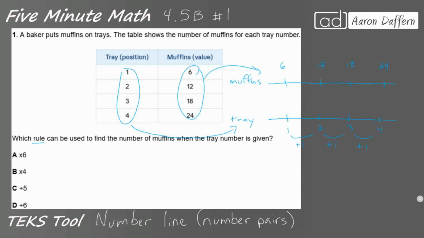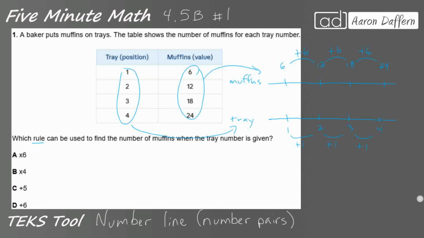Let's do the same thing for the muffins. And look, that is not a plus 1, that's a plus 6. This is not a plus 1. That's also a plus 6. So these are all plus 6s, which makes sense because the trays go up one at a time, 1, 2, 3, 4. If the trays were to jump like 1, 3, 4, 8, 11, kind of erratic like that, the jumps on the top would be different.